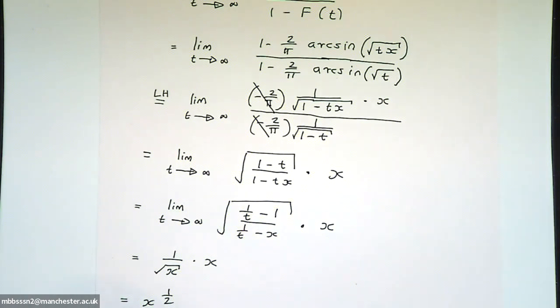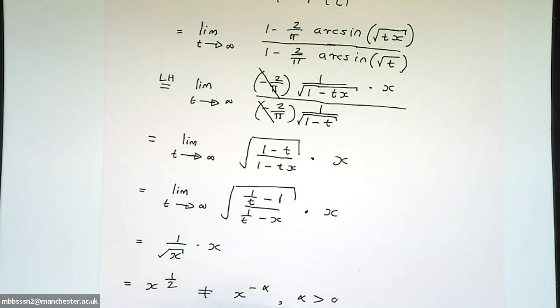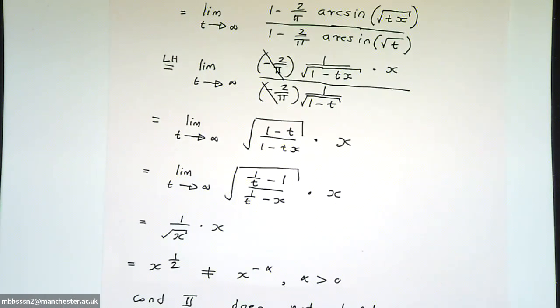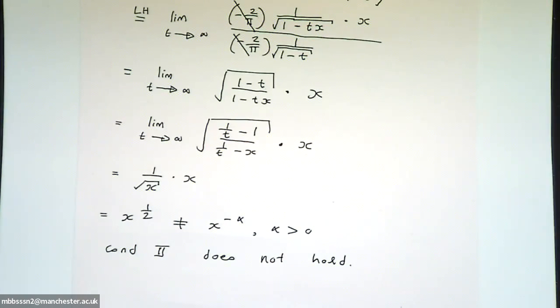Okay. This is not equal to x to the power minus alpha. So when alpha is positive, again condition two does not hold. Right, because for condition two to hold, excuse me guys, sorry, the limit must be of the type x to the power minus alpha, where alpha is positive.